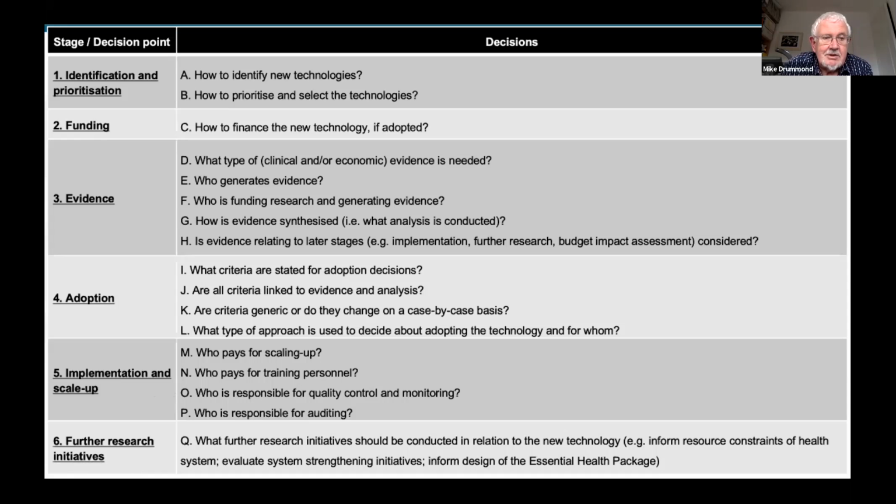And another thing which is often overlooked, of course, is that once you've done your HTA and implemented it, there may be other research initiatives you want to take, particularly taking advantage of the experience gained in the implementation.